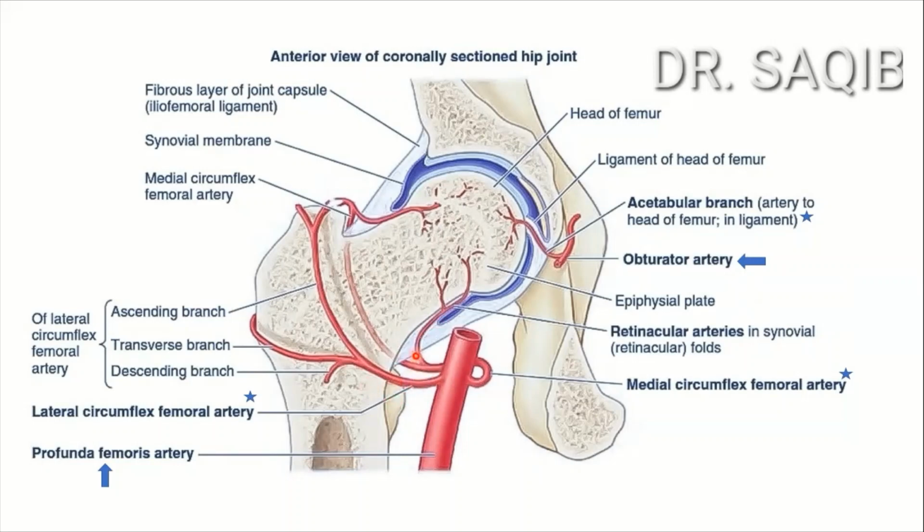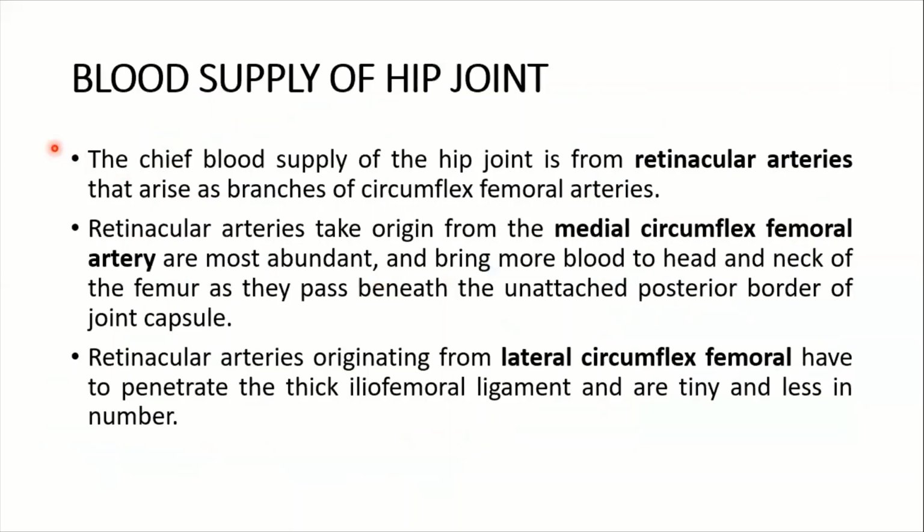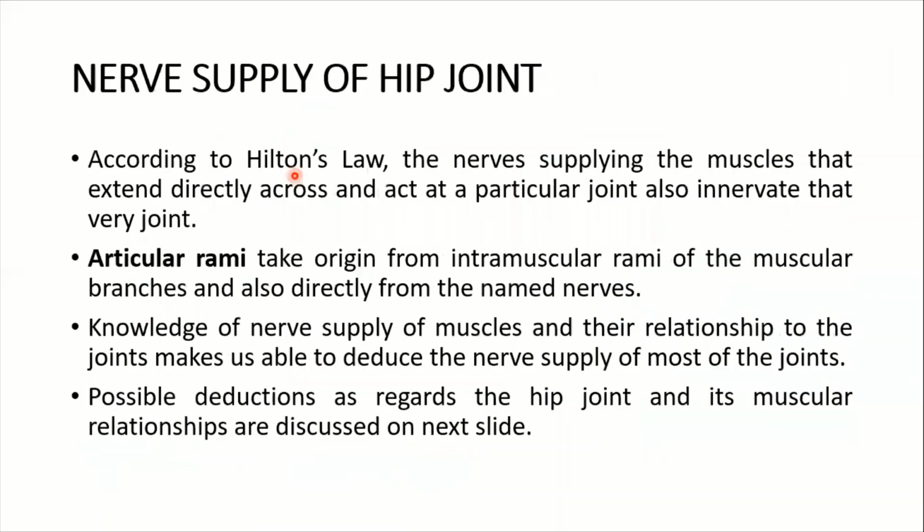Why? Because it passes its branches more easily to this joint, and passage to this joint through the neck is relatively easy for them. Whereas for the lateral circumflex femoral artery, it is relatively difficult because it has to pierce the iliofemoral ligament. So the branches which reach inside are tiny and few. The chief ones, I told you already, are the retinacular arteries. This I discussed with you.